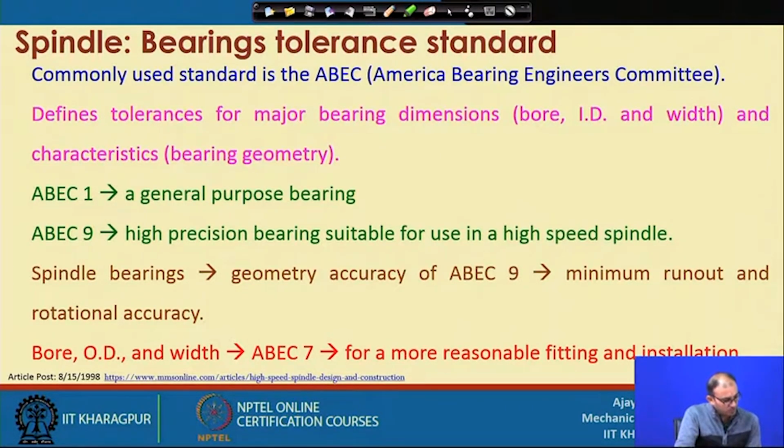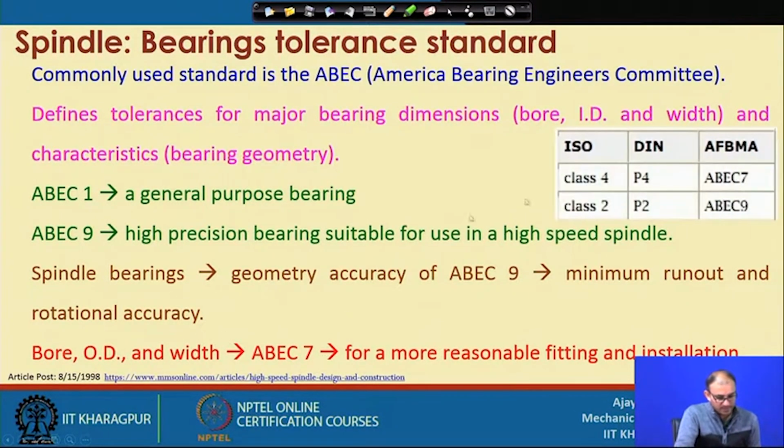So, it is better to go with ABEC 9 accuracy when you are talking about spindle bearings. But other than that, when you are talking about dimensions, from a geometric point of view, it is better to go with ABEC 7, which will allow you to be more flexible in terms of fitting and installation. And the equivalent standards are class 4 and class 2 in ISO, and in DIN it is given by P4, P2. What we are discussing right now is ABEC 7 and ABEC 9.